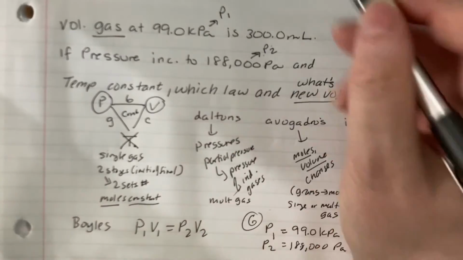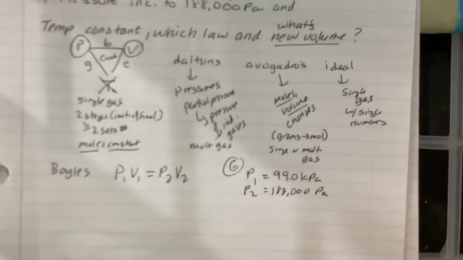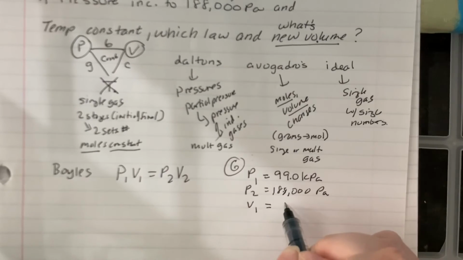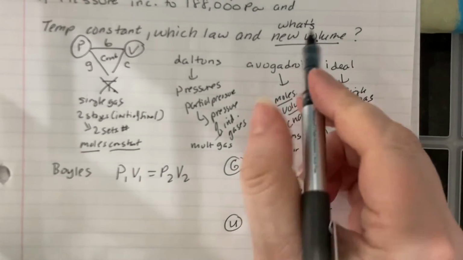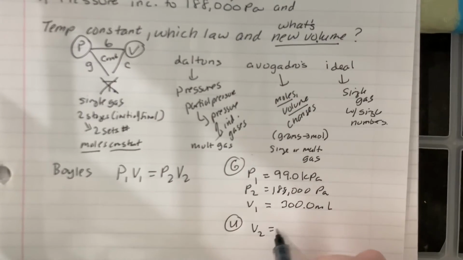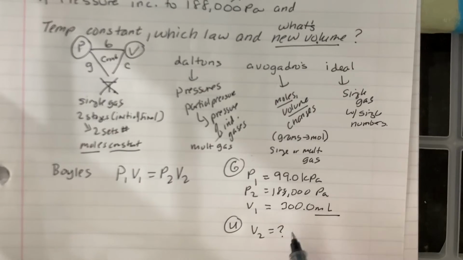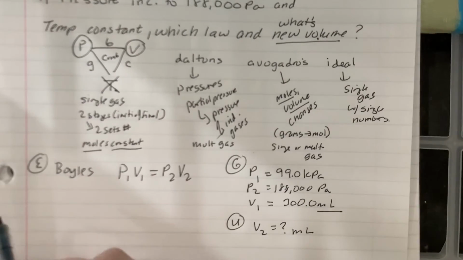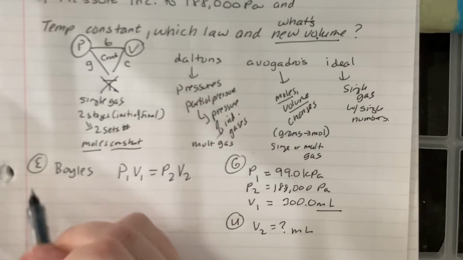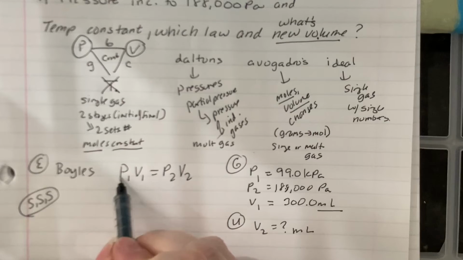Okay, I have a volume. That's my first volume. V1 is equal to 300.0 milliliters. What's my unknown? What's my new volume? V2 equals question mark. It didn't give me a set of units, so I'm going to assume that I can just keep it in milliliters. I have my Boyle's law there, P1 V1 equals P2 V2. Substitute, solve, sig figs is next.